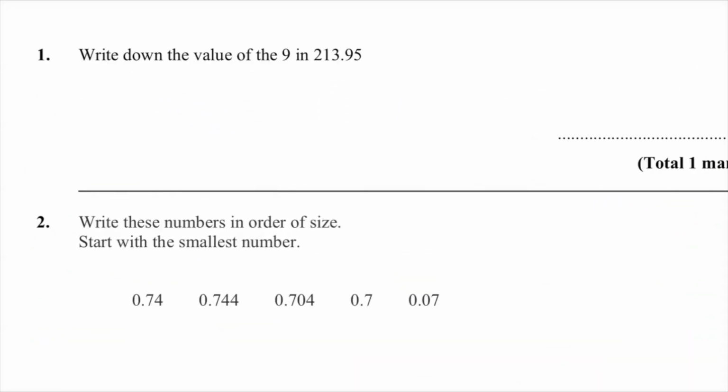Okay, so these are the worked solutions for the Foundation Set 1 Paper 2 paper. Question 1, we've got to write down the value of 9. Now, 9 is past the decimal point in the tenths column. So we've got 9 tenths.